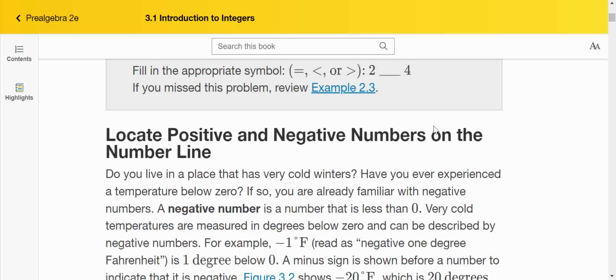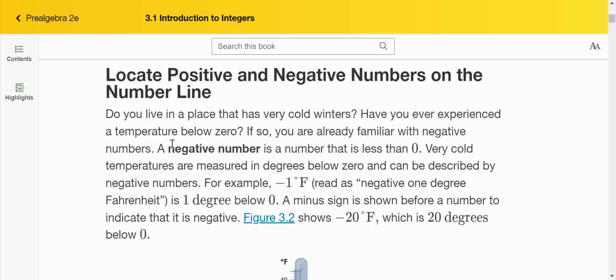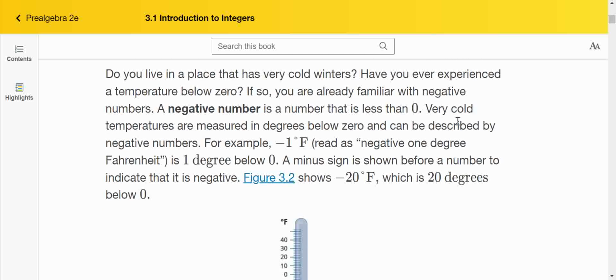Locate positive and negative numbers on the number line. Do you live in a place that has very cold winters? Have you ever experienced a temperature below 0? If so, you are already familiar with negative numbers. A negative number is a number that is less than 0. Very cold temperatures are measured in degrees below 0 and can be described by negative numbers.